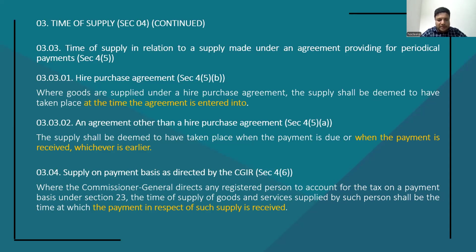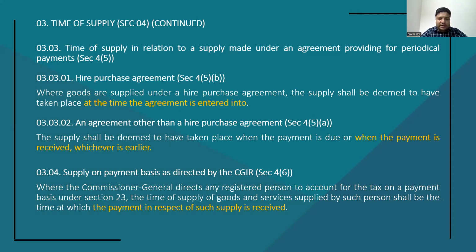But for these approved persons, if they are approved under section 23 of the VAT law, if they are approved to use this cash basis, they can wait till they collect cash to pay VAT, right? So if anybody gets this approval under section 23, the time of supply is the time of collection of cash from the customer.